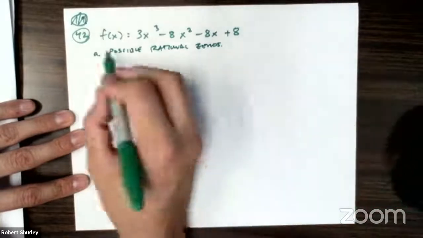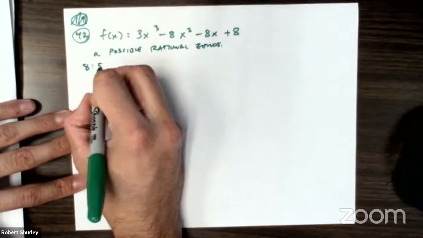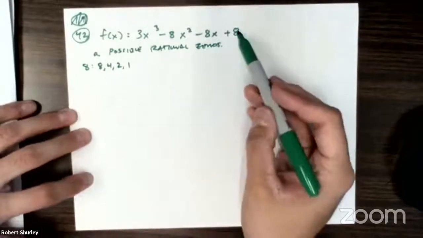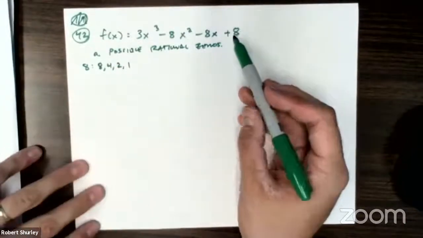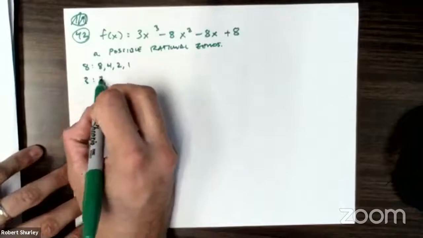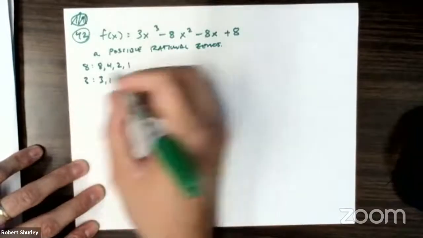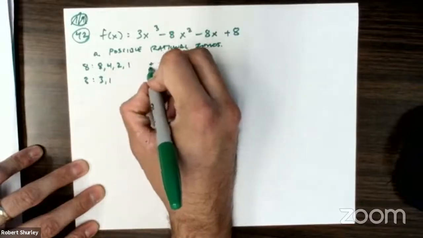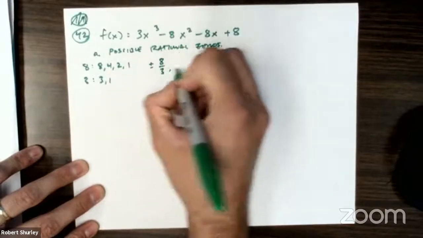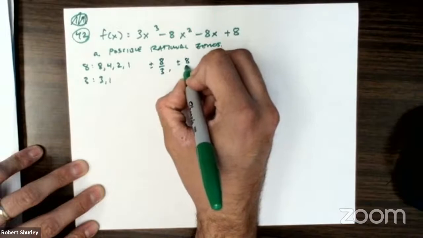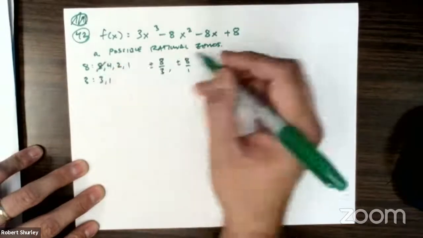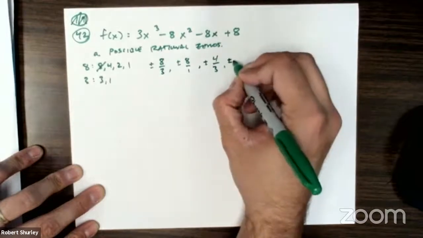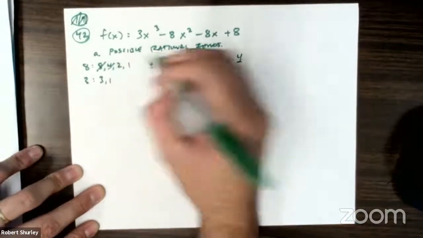Possible rational zeros. So I know the constant, that's 8, 4, 2, and 1. Those are all factors of 8. The 3, it's just 3 and 1. So if I want to list these out, I'm going to start with the 8. And the way I do it is I say 8 over 3, 8 over 1, 8's done. 4 over 3, 4 over 1, 4's done.